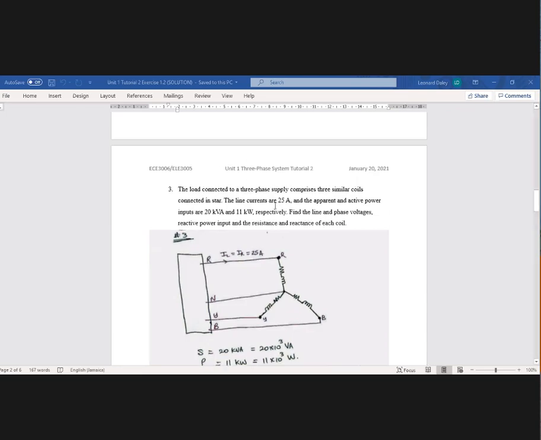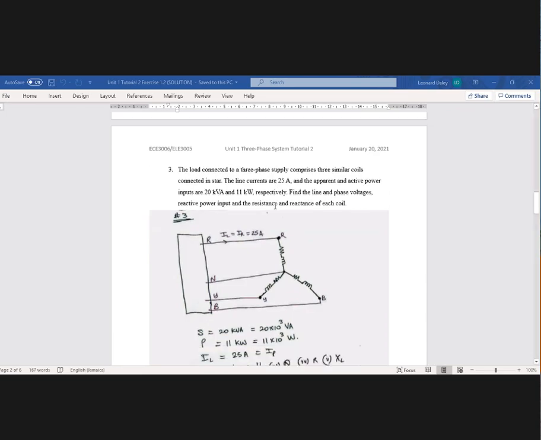All right. Let's look at number three. The load connected to a three-phase supply comprises three similar coils connected in star. The line currents are 25 amps, and the apparent and active power inputs are 20 kVA and 11 kilowatts respectively. So find the line and phase voltages, reactive power input, and resistance and reactance of each coil.